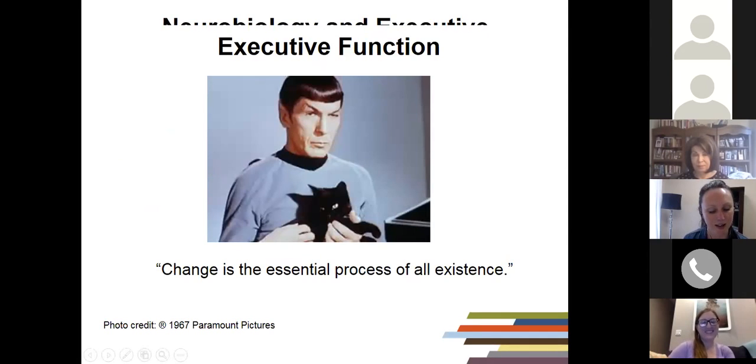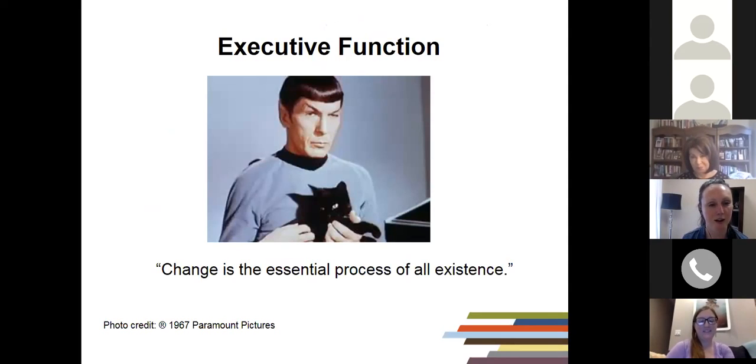Okay, so I know some people are on the phone and might not be able to see the visuals. So what we have here is a picture of Dr. Spock, who is sort of like the embodiment of executive functioning, right? People that are familiar with him know that he is very logical and analytical in his take on the world. And one of the things that he says is that change is the essential process of all existence. So what does this have to do with what we're going to talk about today? You can think of executive functioning as being a key skill or critical ability that we need in order to adapt our behavior to changing environmental circumstances.